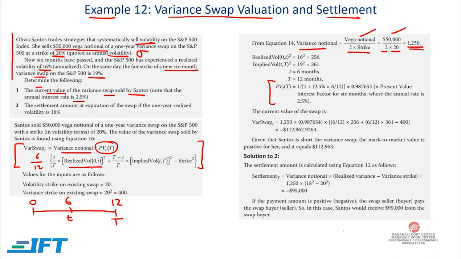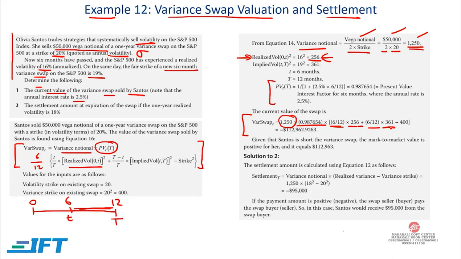And then we have the realized volatility over the first 6 months. We are told that the realized volatility is 16%. That's shown here. And then we need to square it because we want the variance, and that gives us 256. So this is where all the numbers are shown. 1250 is coming from here. This is the present value factor. And then we have 6 over 12 times the realized variance plus 6 over 12, because this fraction again is 6 over 12. So 6 over 12, which is 1 over 2, times 361.